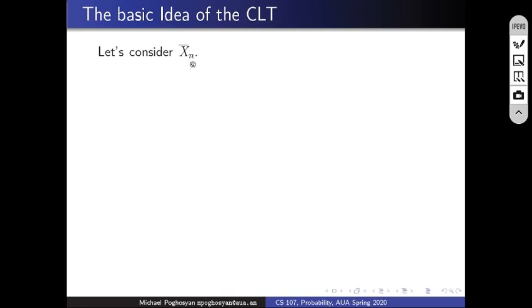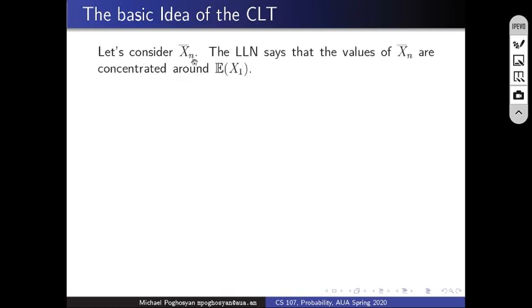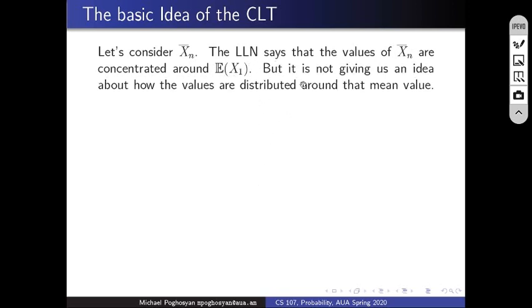Now let's consider the average of X1 to Xn. The law of large numbers says that the values of Xn bar are concentrated around the expected value of X1 if n is large. So if n tends to infinity, this tends to this number. That means that these numbers are concentrated around that. But the law of large numbers is not giving an idea about the distribution of these numbers.